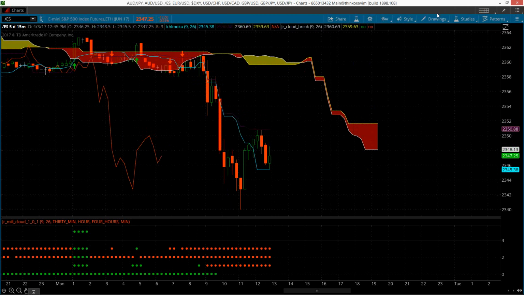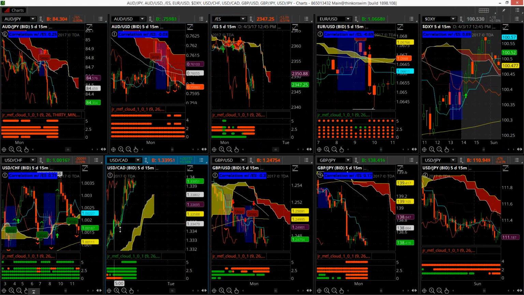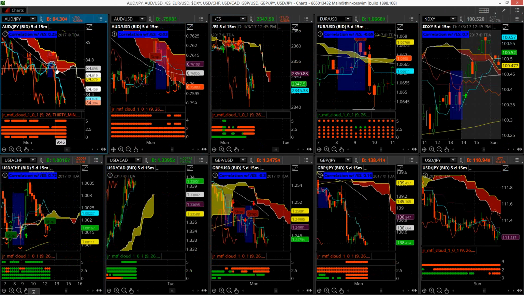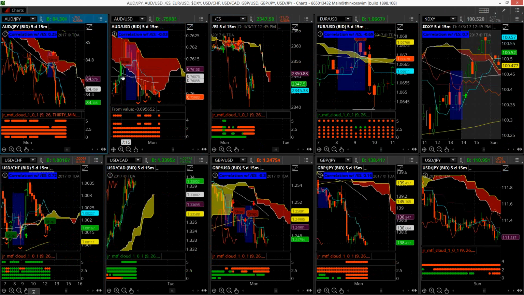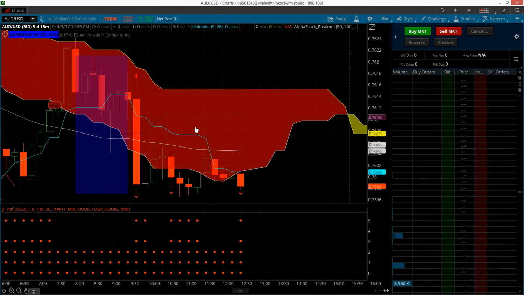Let's take a look and see if we have anything that's kind of cooking or in the works here. Most of the stuff has broken or has already happened. This Aussie dollar-yen one was probably the best setup of the day so far. Oh, so here we have one developing right now. How perfect is that? Okay. So what do we see here?